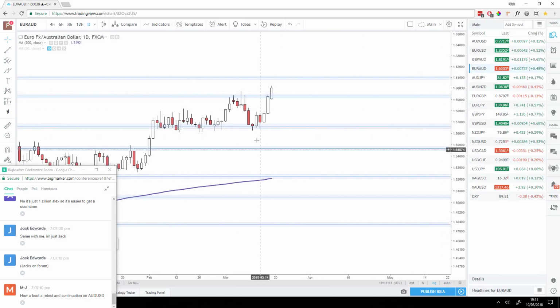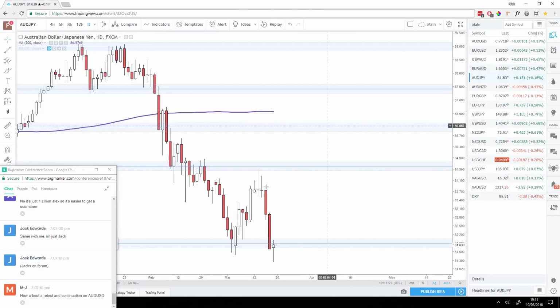Euro AUD, similar situation, very strong move up. This one's approaching resistance at 1.6100, psychological level, resistance level. It's not quite there yet, so we can't really do much with that.